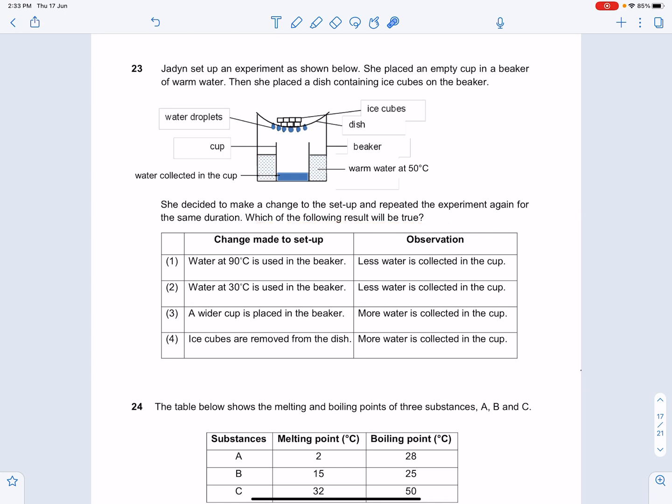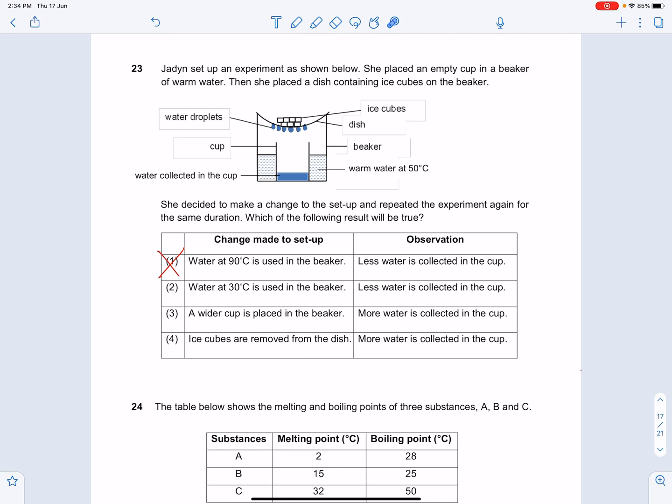Now let's take a look at each one. If she changes the water from 50 degrees to 90 degrees, less water is collected in the cup. This is not correct. Why? Because a higher temperature will increase the rate of evaporation, which would then give you more water vapor in the surrounding. Therefore, the rate of condensation will be faster, and therefore you should collect more water. So this is wrong. Next, water at 30 degrees used in the beaker, less water is collected in the cup.